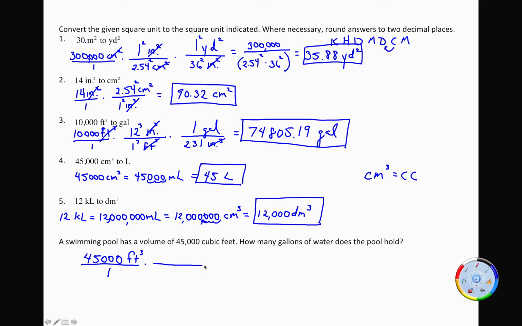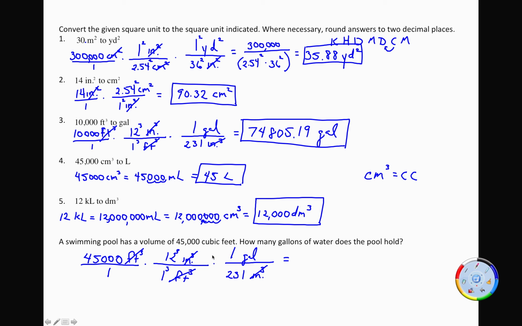Now my conversion factor that gets me to gallons goes through inches. So I know that 1 foot is 12 inches, but it needs to be feet cubed. So let's cube all of these so that those will divide out. And then now that I'm in cubic inches, I know that 231 cubic inches is 1 gallon. So these will divide out, and I'm left with gallons. All that's left to do is do the math.